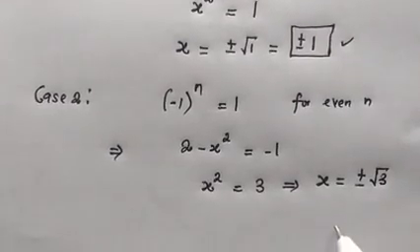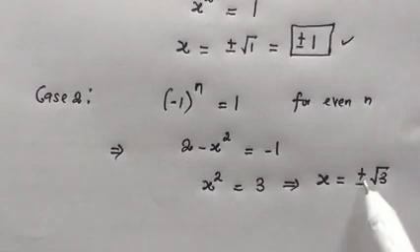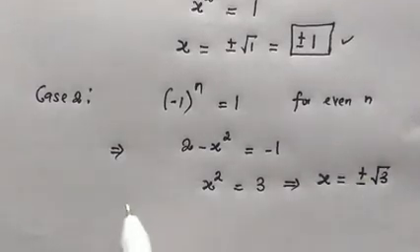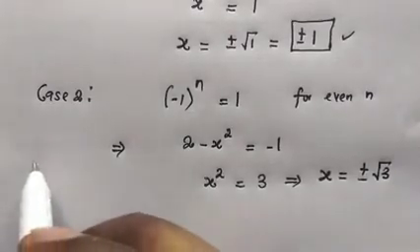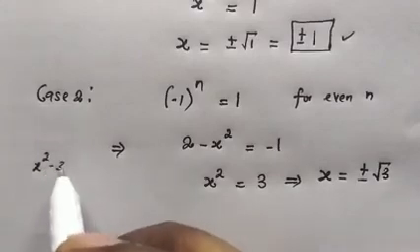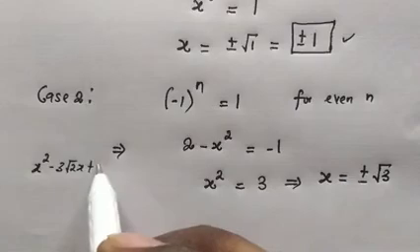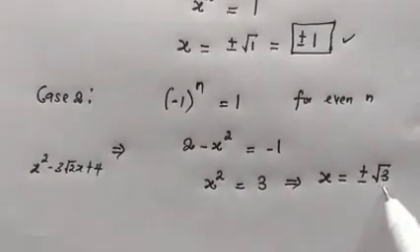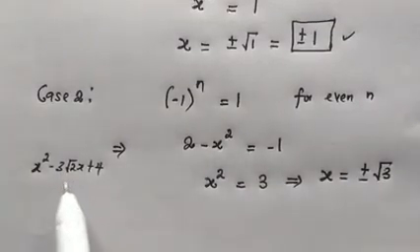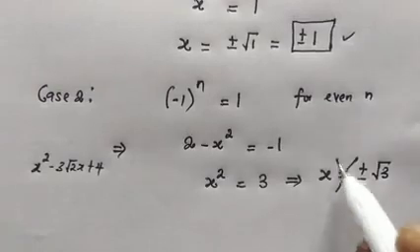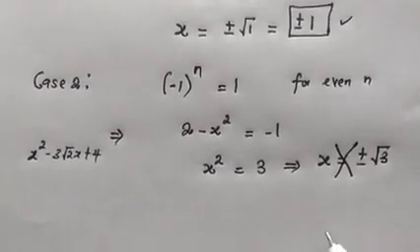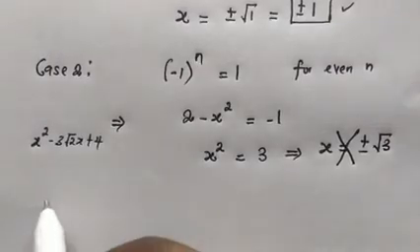But if you substitute this value into the original equation, 2 minus x squared is going to give us negative 1, but the power looks like this, x squared minus 3 root 2 x plus 4. So if you plug in root 3 here, it is going to give us an irrational number. And we know negative 1 to the power of an irrational number is going to be complex, right? Therefore, this one does not satisfy the given equation. They are extraneous. So let's go to our final case.